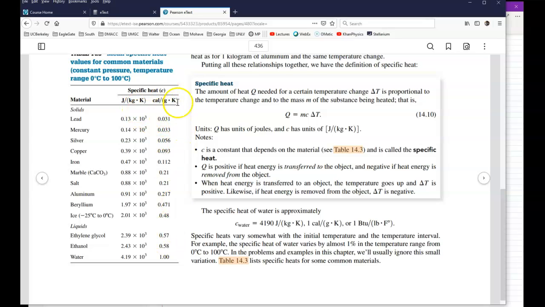If you've taken this stuff in your chemistry class, most likely this is the column you have been using. Anyway, that's the column we use, kilogram in joules. For example, specific heat for lead, 0.13, all of them times 10 to the third. Mercury, 0.14, silver, 0.23, copper, 0.39, and so on. Water, 4.18, and so on. You got that? That's the table that you're going to be using.